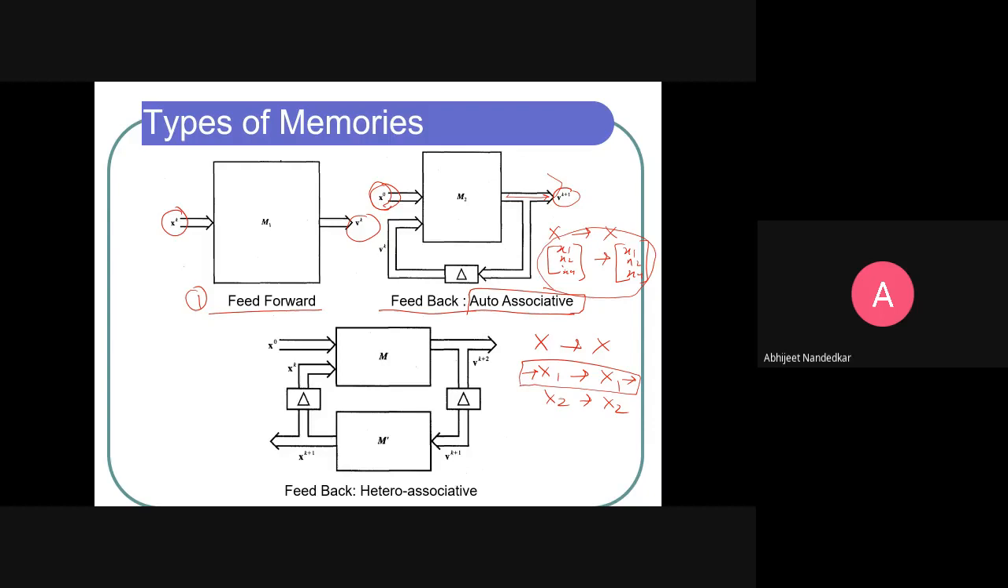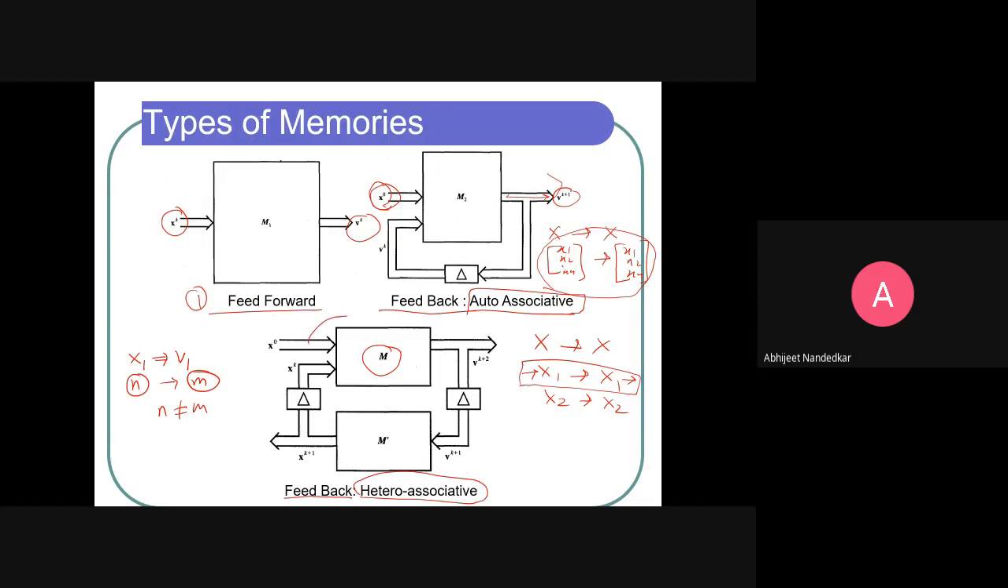For the time being, take another example of a feedback network, which is heteroassociative. Here, the input is, say, vector x1, and the output is vector v1, but the dimension of x1 is n and the dimension of v1 is m. They are not the same. So we have two matrices here that way.